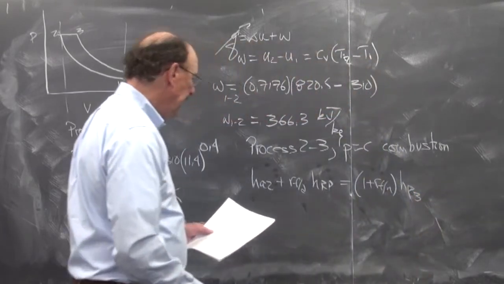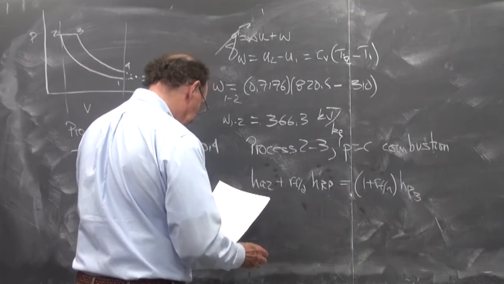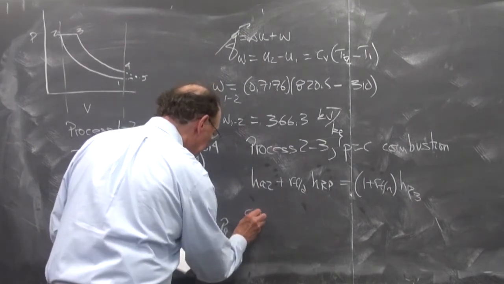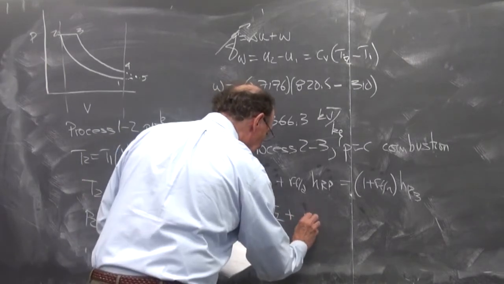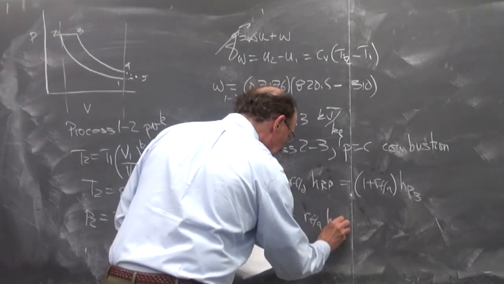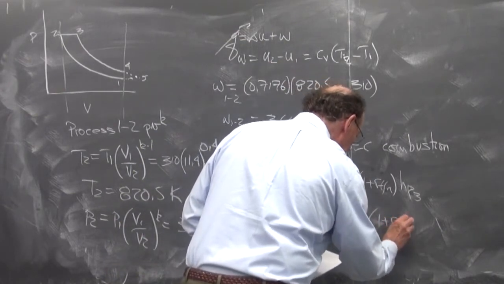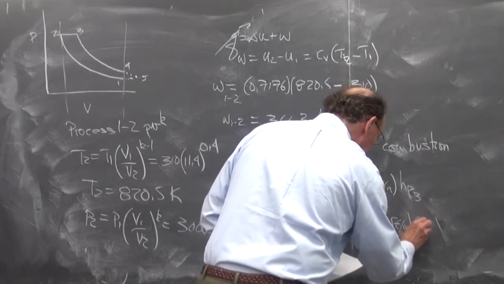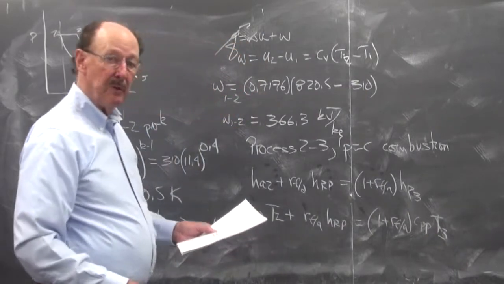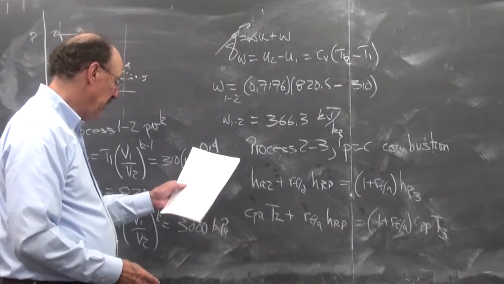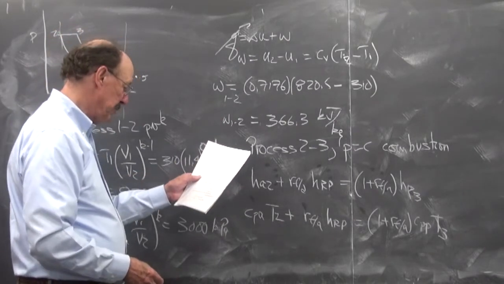Anyway, and so then we're going to substitute in the specific heats for the various things. So this is C sub PA T2 plus RFA H sub RP is equal to 1 plus RFA times C sub P of the products T3. And now I have to substitute in all the numbers and solve for that stuff. So that's what we'll do next.